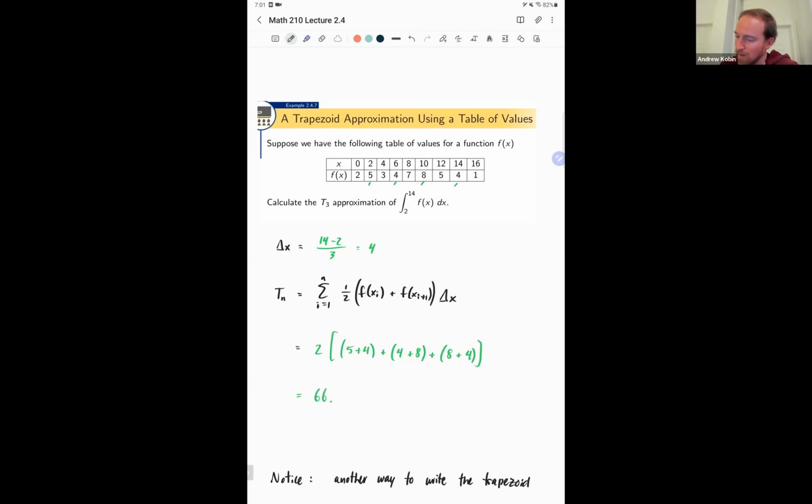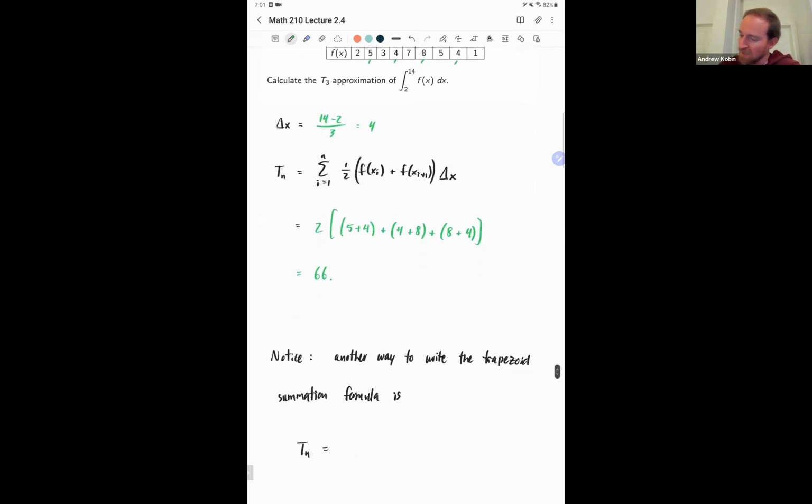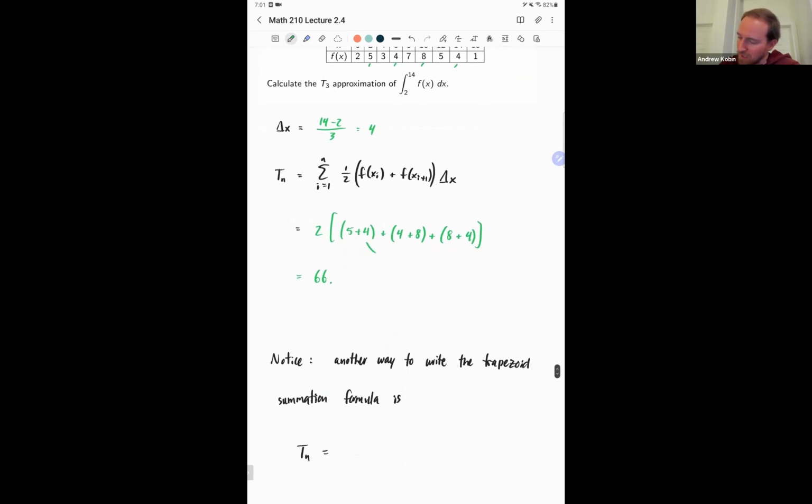So our T3 approximation to whatever function this is, where we only have these tables of values, is computable, and the answer is 66. Now, it'll be an interesting question how far off from the true answer this is. But without more information, it's hard to say. Notice that I reused my inner endpoints, the ones that showed up in multiple trapezoids.